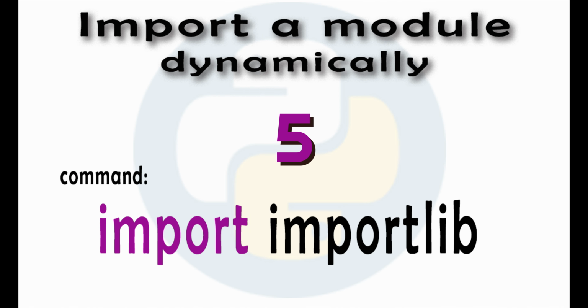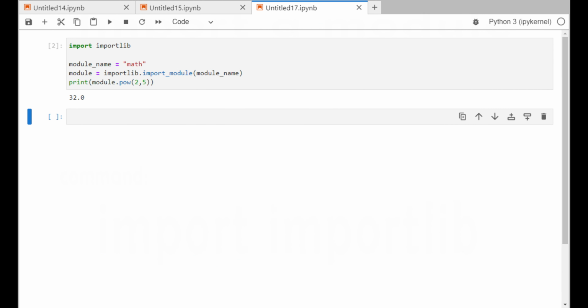And the last way to use a module is to call it dynamically. Let's write a small program so you can see that. As you can see, the implementation for dynamic use of a module is very simple.